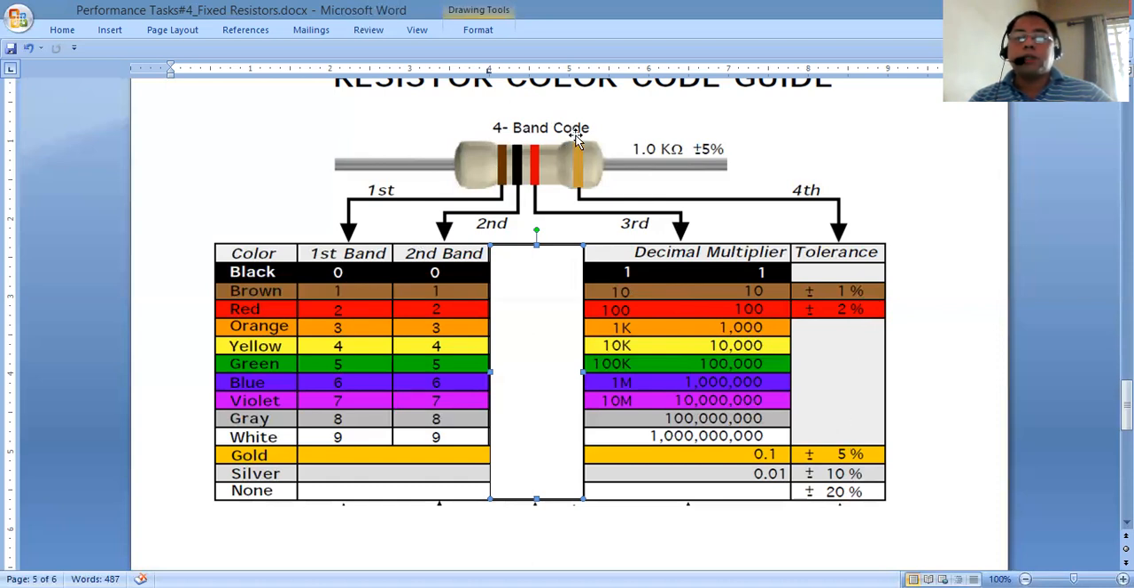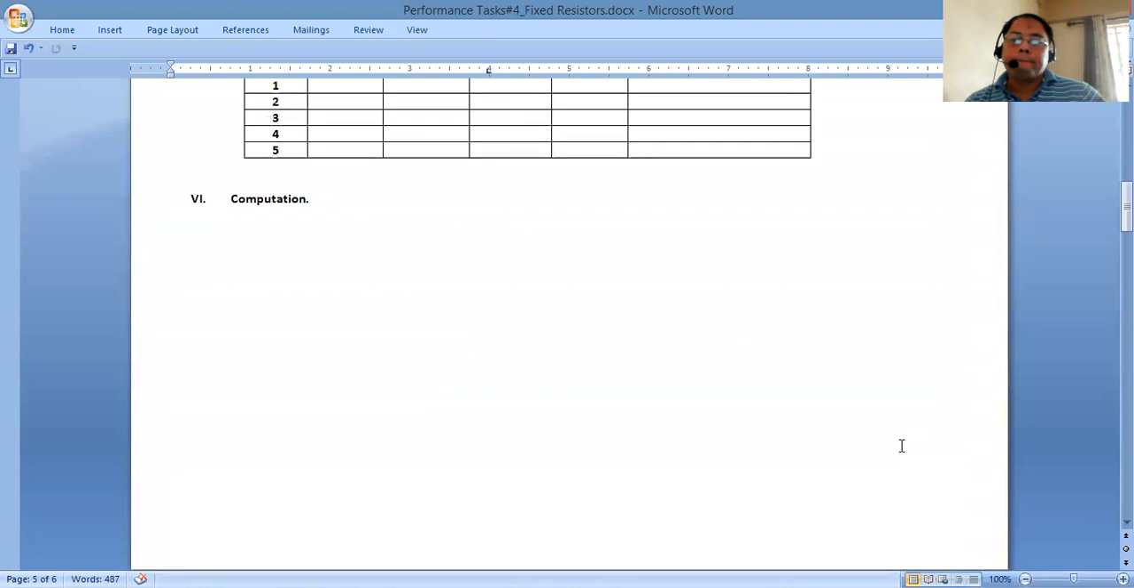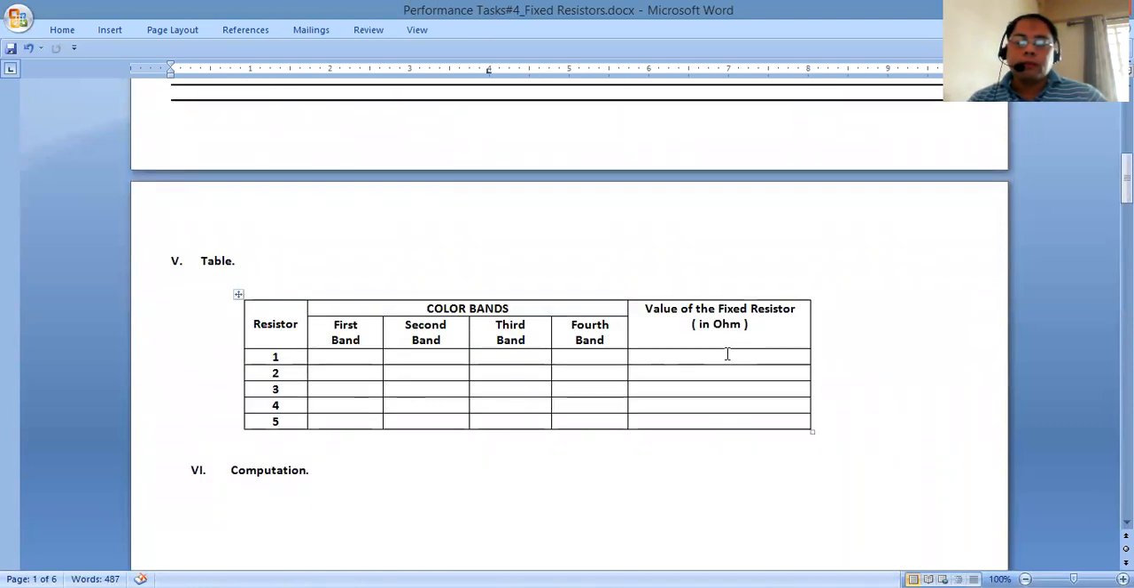I think this one is gold. If that one is gold, we will be adding plus or minus 5%. If you get 5% of 1,000, that's 50. So from 1,000, the value of your resistor could decrease to as low as 1,000 minus 50 or increase to 1,000 plus 50. What we usually do is write 1,000 plus or minus 5% of the value that you read from the initial three colors. So that's now our value of the resistor.